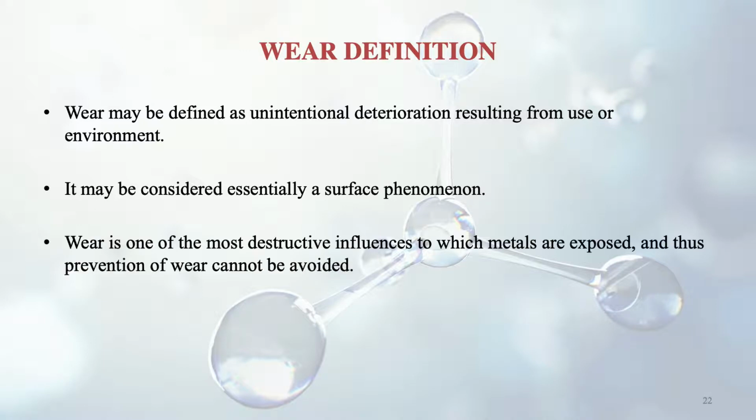Wear is one of the most destructive influences to which metals are exposed, and thus prevention of wear cannot be avoided. This is a very important destructive influence that a metal has to face, and we have to be careful about it. So what is the wear mechanism then? We read earlier there are mainly two types, adhesive and abrasive.